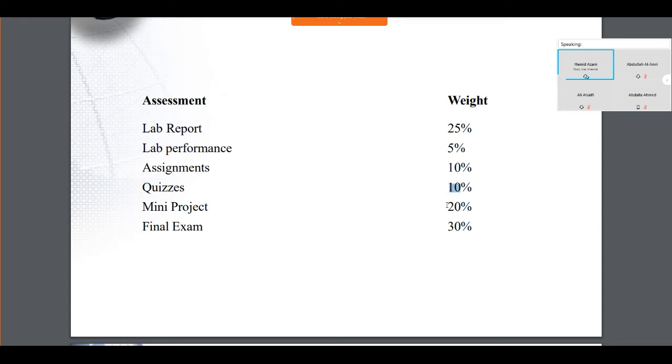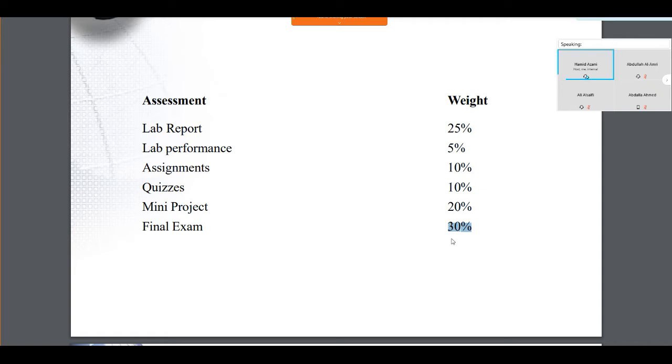The mini project is 20%. I have to sit with Mohammed and set a proper one for you. As I told you, 3 weeks before, we'll announce this, and we can describe the mini project for you, and you can start working on it. The weight for that is 20%. The final exam is a practical one, so it's going to be 30%.